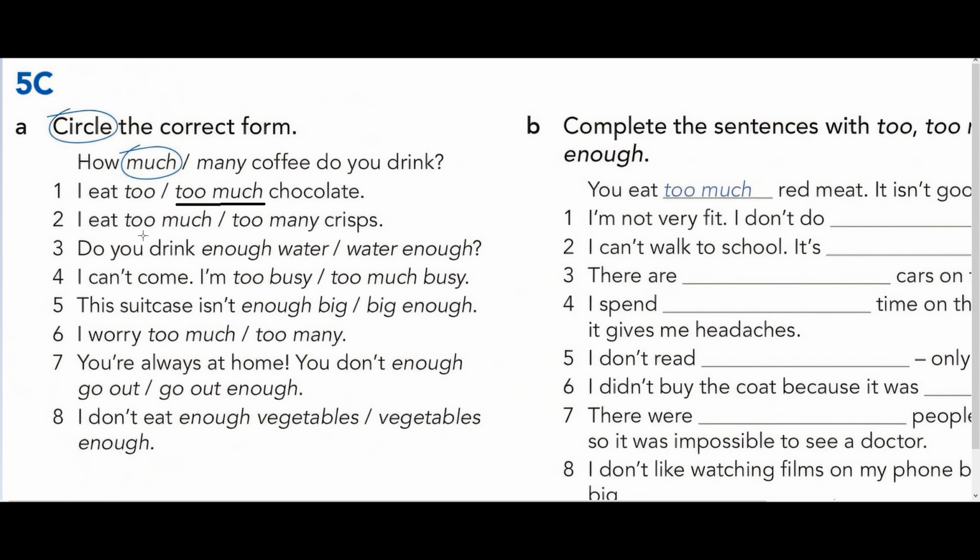Number 2, it's quite tricky. Guys, don't pay so much attention to this. Crisps is a countable noun, so we use here too many crisps. Yeah, it can be surprising, but still it is English.